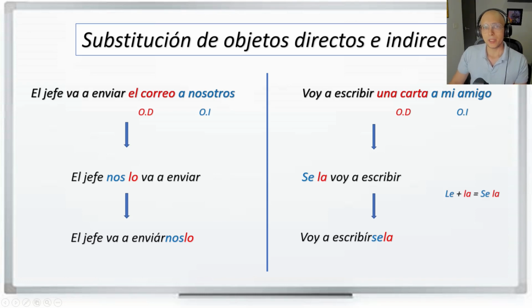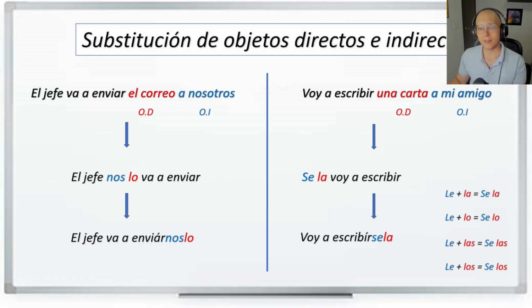We have one rule, and it is that we cannot have third person direct and indirect objects next to each other. Okay? So for example, when we have this combination le, la, we need to substitute that le with a se. So we have se la. When we have le lo, se lo. When we have le las, se las. And when we have le los, se los. Alright? But those are the only cases.